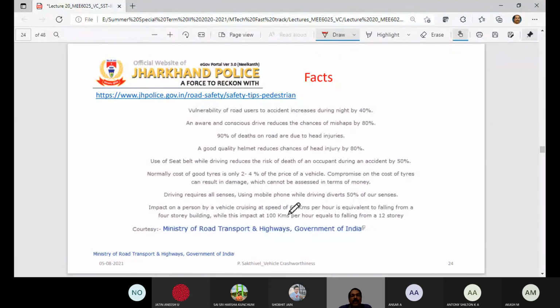And then you see there are important facts that are given by our Ministry of Road Transport and Highways from our government. So vulnerability of road users to accident increases during night by 40%. These are the facts. So the accident increase can be 40% more in night drive. And aware and conscious driving reduces the chances of mishap by 80%. So if you have awareness, this can reduce.